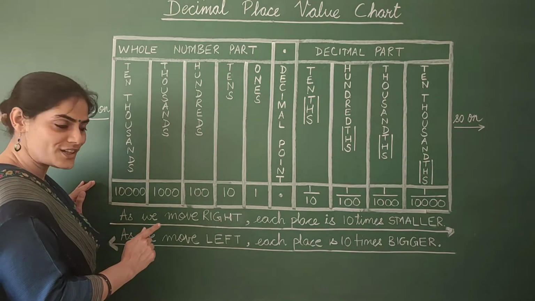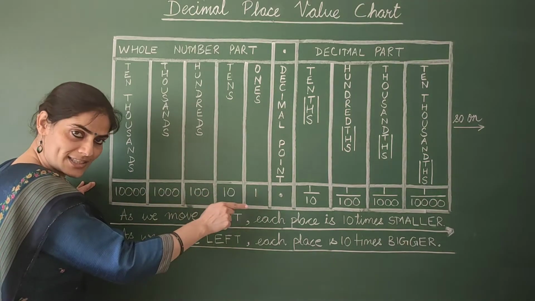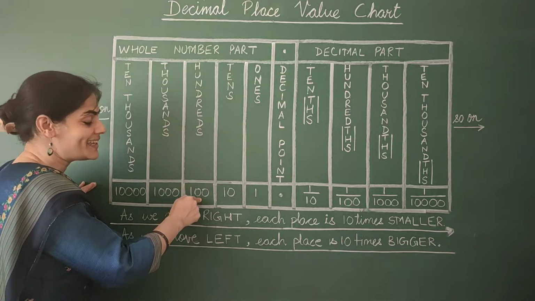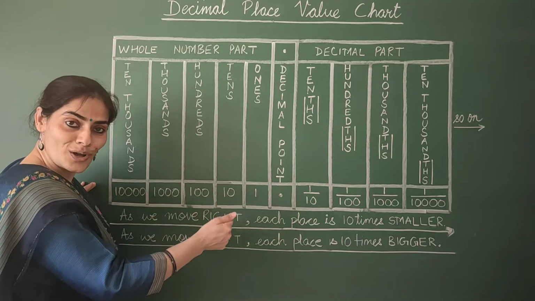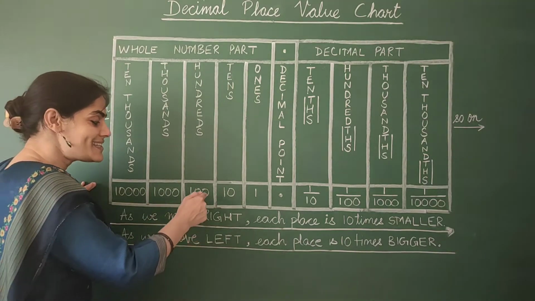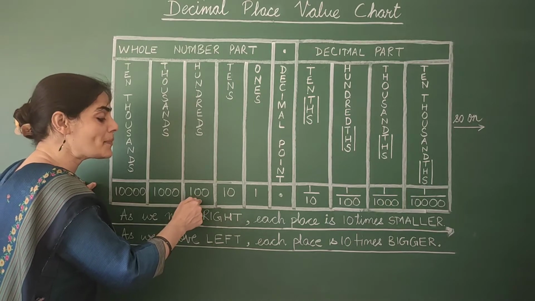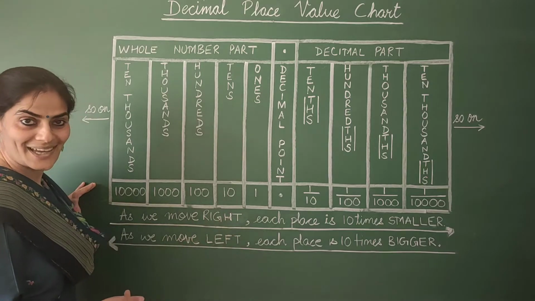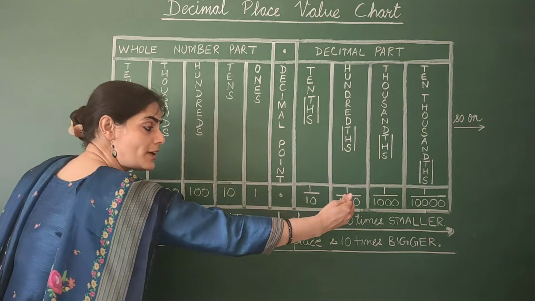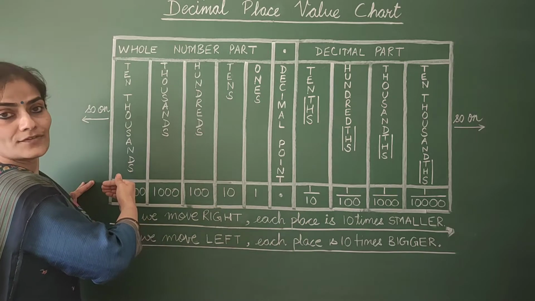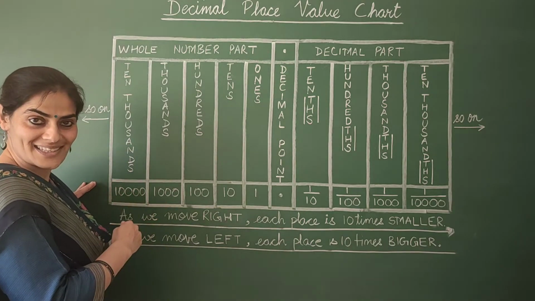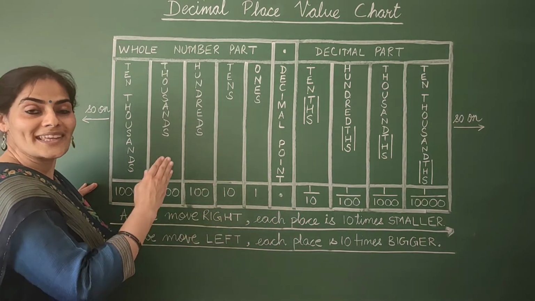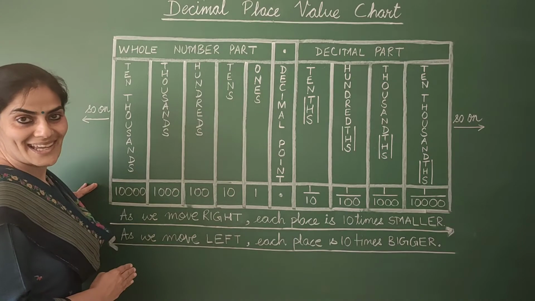And if we move from tens to hundreds, again the value increases 10 times. Similarly, if I move towards the right from thousands to hundreds, then what do I find? That my value is smaller by 10 times. Same thing is happening when we move from hundreds to tens. Again, the value is reduced by 10 times. So, when we move towards the left, the value increases 10 times, and when we move towards the right, the value gets reduced by 10 times.